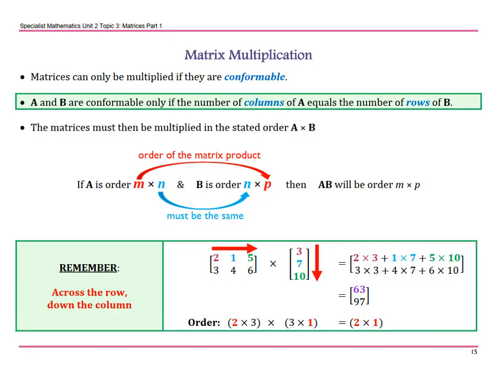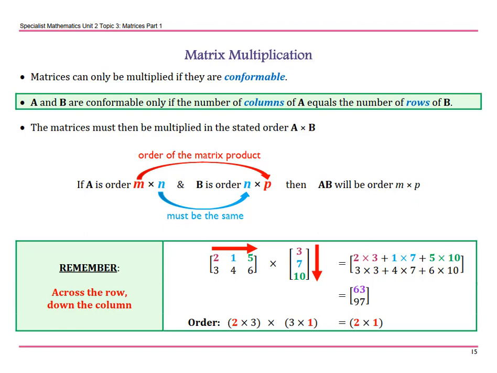This video looks at matrix multiplication. Now, matrices can only be multiplied if they are conformable. A and B are conformable only if the number of columns of A equals the number of rows of B. The matrices must then be multiplied in the stated order, which is A times B. You can't go B times A.